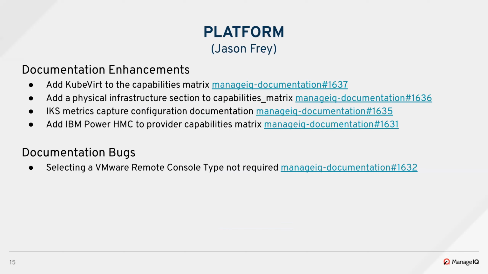On the documentation side, we had a ton of changes. Adam, Nasser, and Vincent added a number of things this sprint. KubeVirt was added to the capability matrix, and we noticed that the physical infrastructure section was missing, so that was added as well. Nasser added the IKS metrics setup, as Adam said earlier, and Vincent added some information about IBM Power HMC to the capabilities matrix. Adam also fixed an issue with the VMware remote console documentation, where it described old ways to do things that have since changed. So a lot of that was cleaned up and fixed.